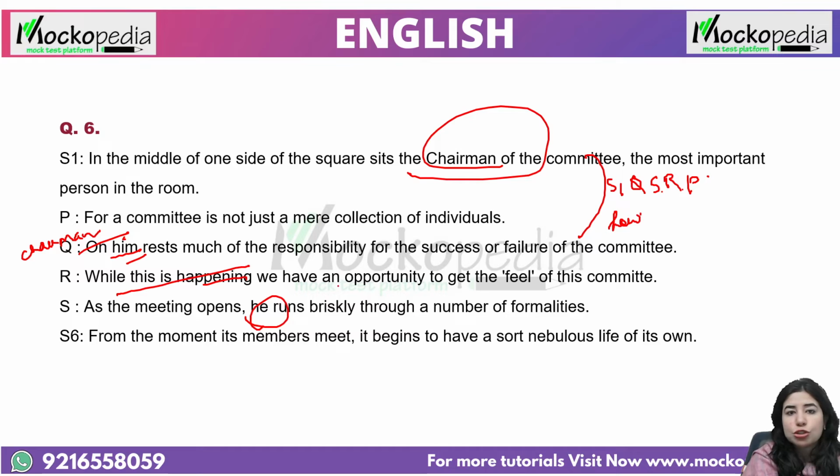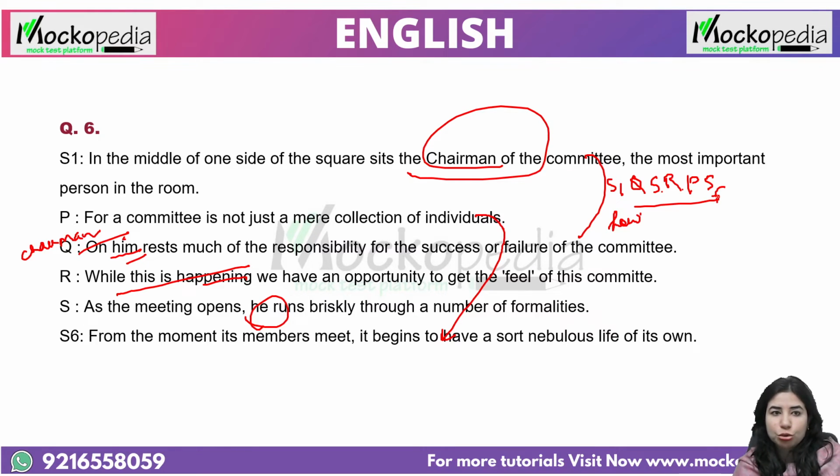For a committee is just not a mere collection of individuals. From the moment its members meet, it begins to have a sort of nebulous life of its own. And how? It's just not a mere collection of individuals. This point is validated, explained, reinforced in sentence S6. So this is how the correct combination is going to run through, right?